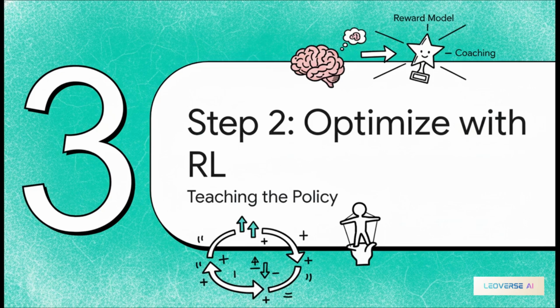Okay, so we've built our judge. Now it is time to put that judge to work. In this next step, we're going to use our reward model to actively coach and improve our original language model, and we're going to do it using reinforcement learning.